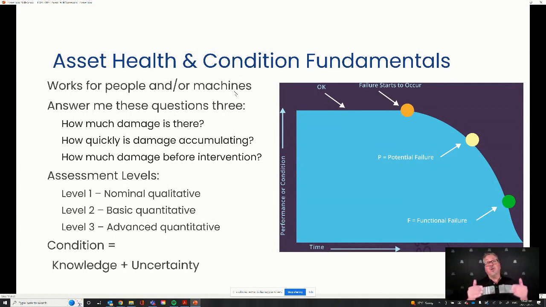Now, the quality and the rigor of that assessment, there's three different levels to it. There's a nominal qualitative, level 1. There's level 2, basic quantitative, and then there's level 3, advanced. Throw everything at the sink for it. Might be simulation, might be modeling. Certainly when you get to level 2, you're talking about inspections and stuff like that. But the point in this decision making, condition, you need to have both knowledge and uncertainty, right?